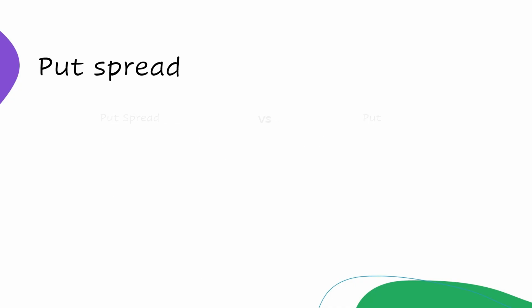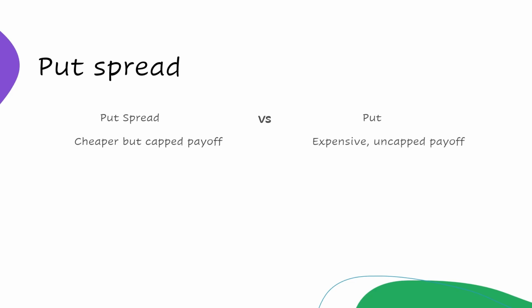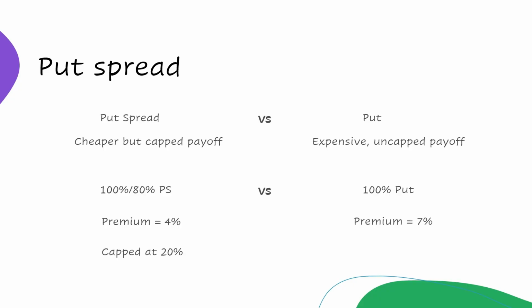Put spread is similar to an outright put, but with a few differences. Put spread is cheaper compared to a put, but the payoff is capped. Outright put is more expensive, but the upside payoff is uncapped. For a 100%, 80% put spread, the premium could be like 4%, and the payoff is capped by the difference between higher strike and lower strike, which is 20%. For an outright 100% put, the premium could be more expensive, like 7%, but the payoff is uncapped.